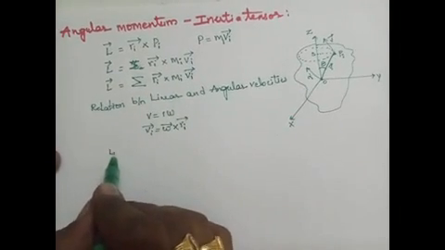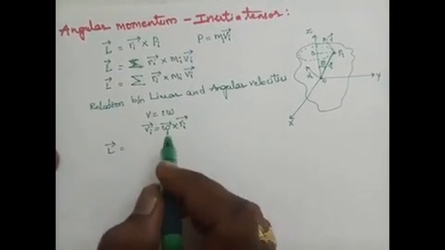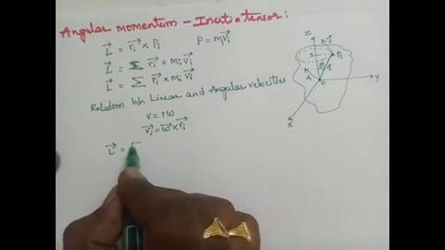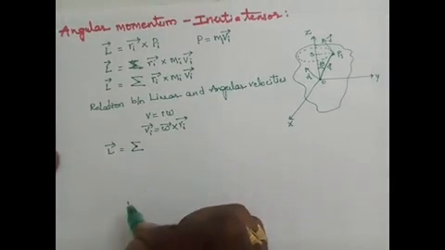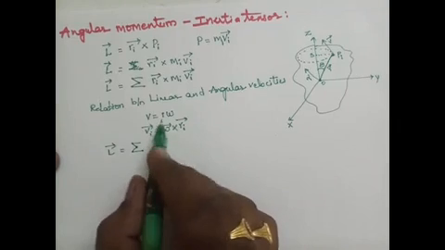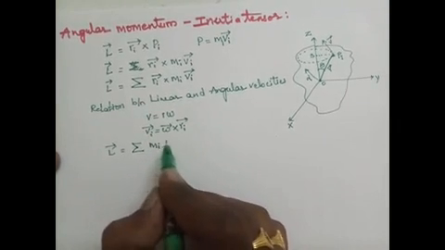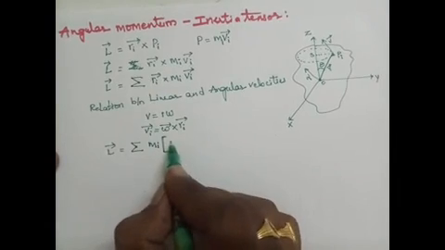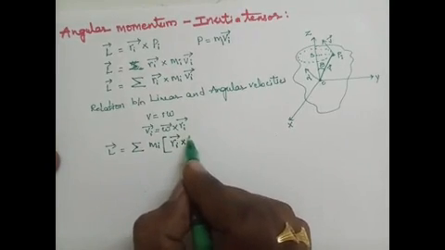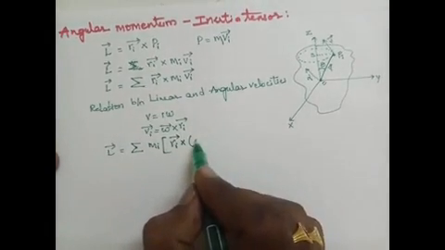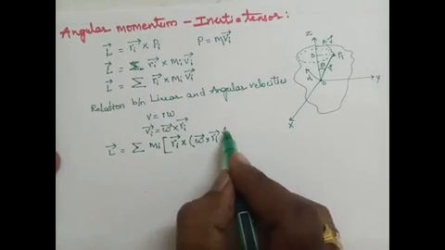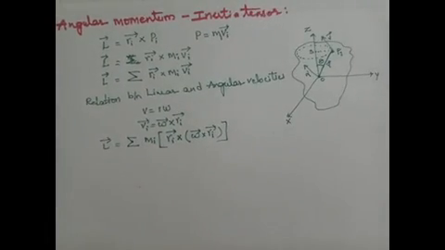What do we get here? Substituting in the above equation, L bar equal to summation, take mi common, mi outside, and ri bar cross, substituting the vi value, omega bar cross ri bar. So this one we got here.